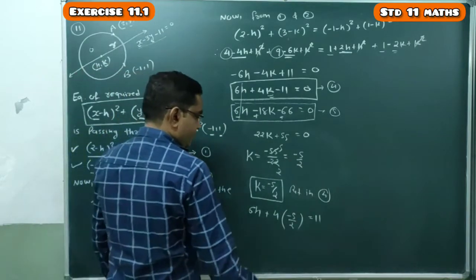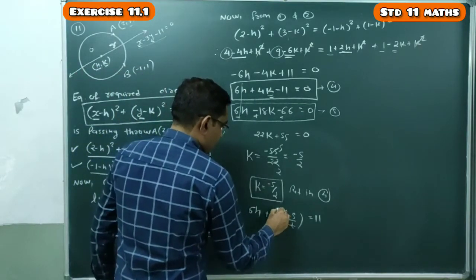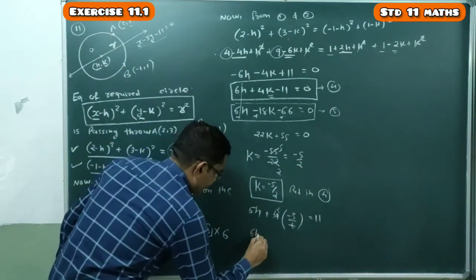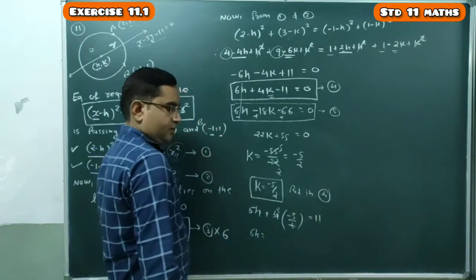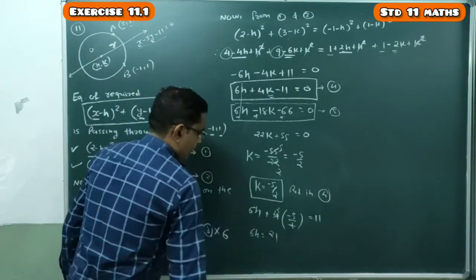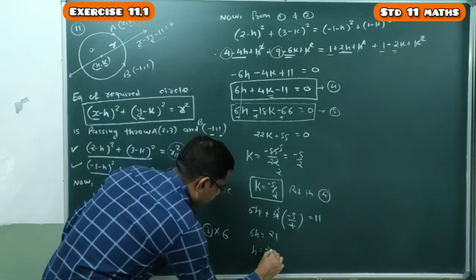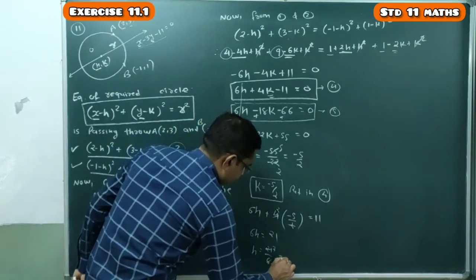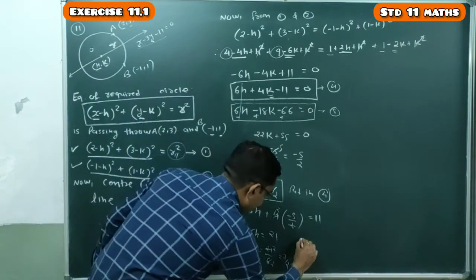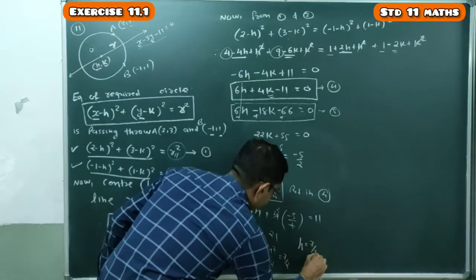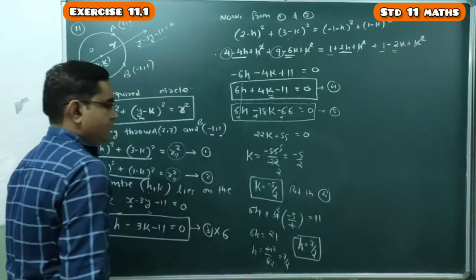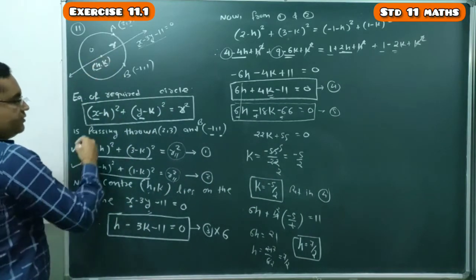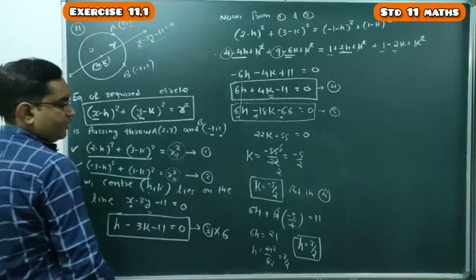Done. According to our convenience, we can change the term. 2 2s are 4, 2 5s are minus 10. Take minus 10 to the other side. So 6h equal to 11, and minus 10 goes across. 11 plus 10 is how much? 21. So h will be 21 by 6. Cutting, 3 7s are 21, 3 2s are 6. So it's 7 by 2. So the value of h is 7 by 2. Done. Second objective completed. We require h comma k. So here the value of h is 7 by 2 and k is minus 5 by 2.